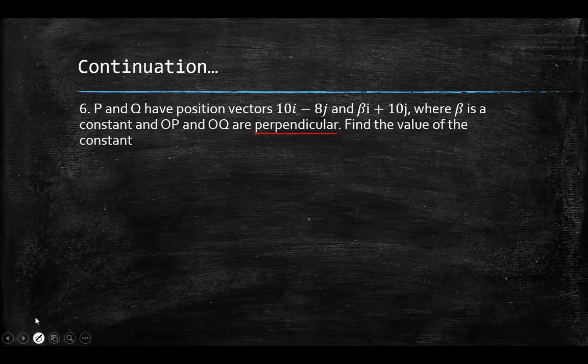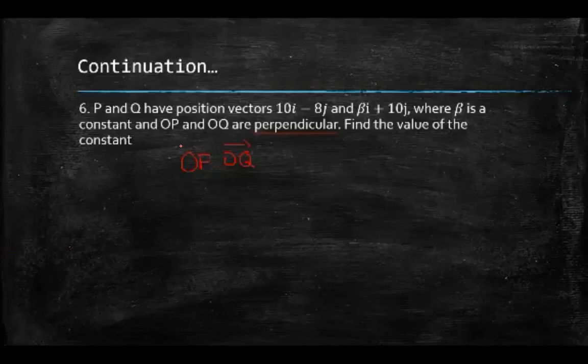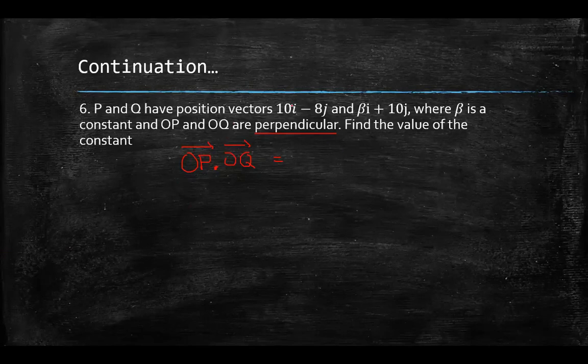So let me just write that up. Let me continue in red. So OP dot OQ, remember to put your arrow on top, right? I just couldn't type it out. Dot OQ, so that dot represents the dot product, and it means I'm multiplying two vectors, right? Since they're perpendicular, when I find the dot product, the answer should be 0.